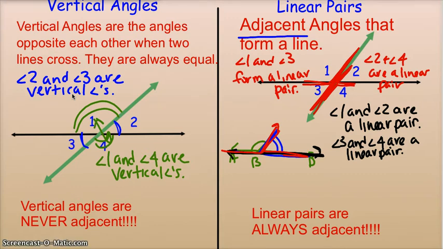So vertical angles and linear pairs are going to be the harder ones to see because they look so similar yet are so different at the same time. Vertical angles are vertical, they're opposite each other. Linear pairs form a line when they're shoved up together side by side.